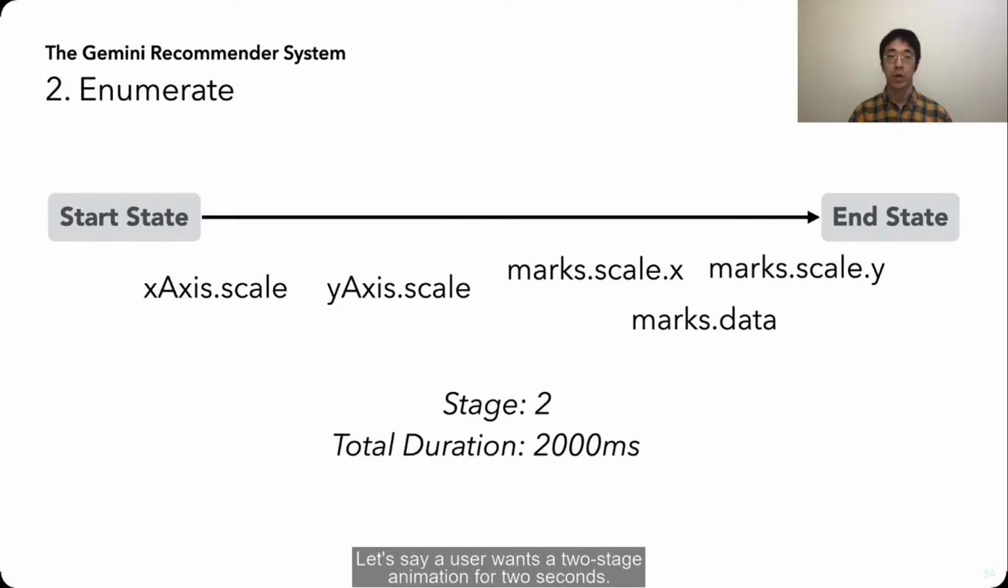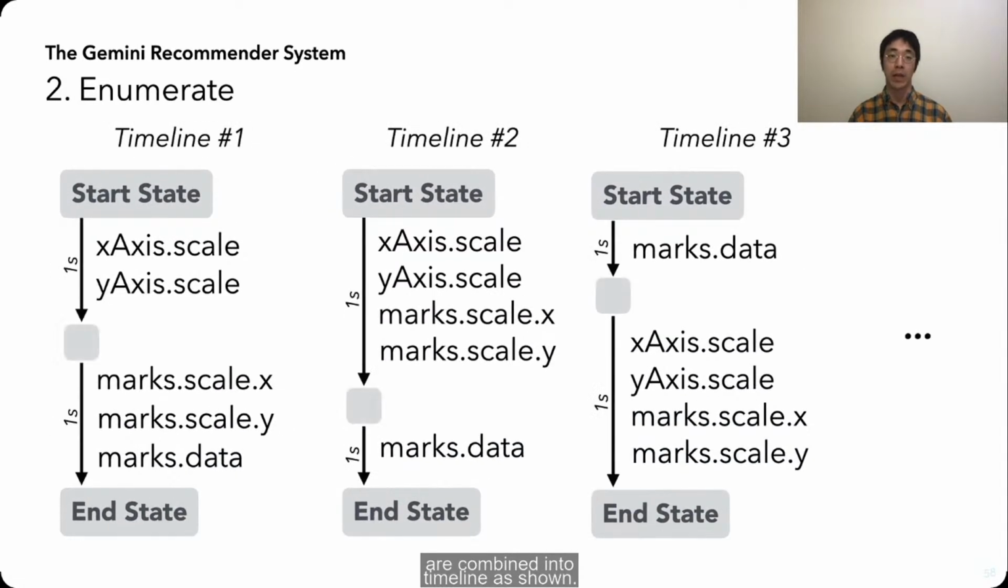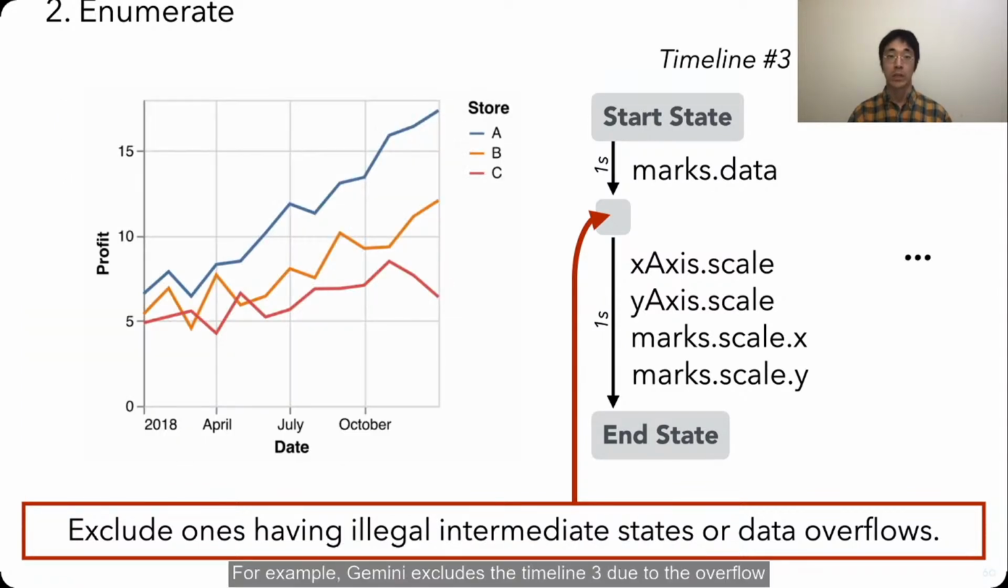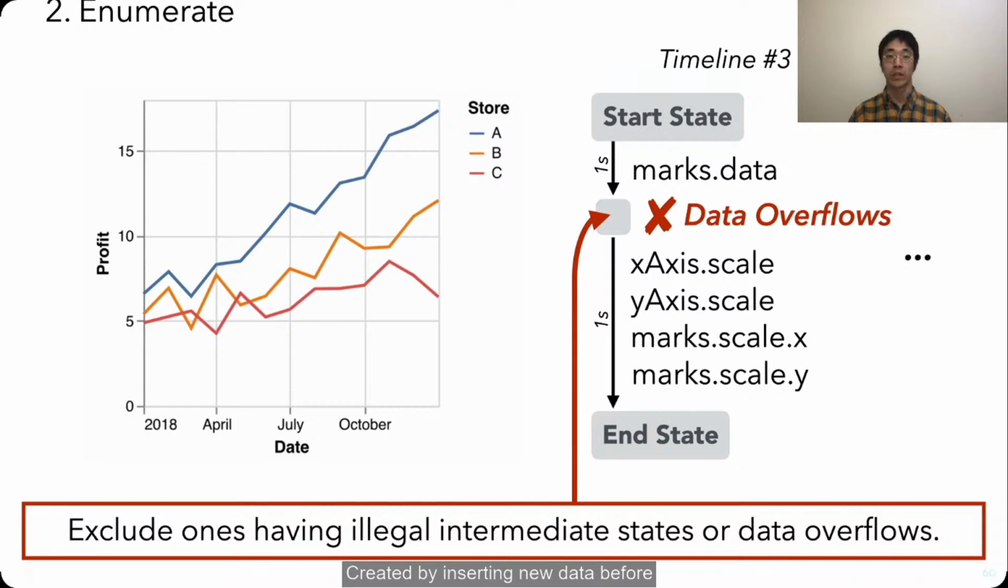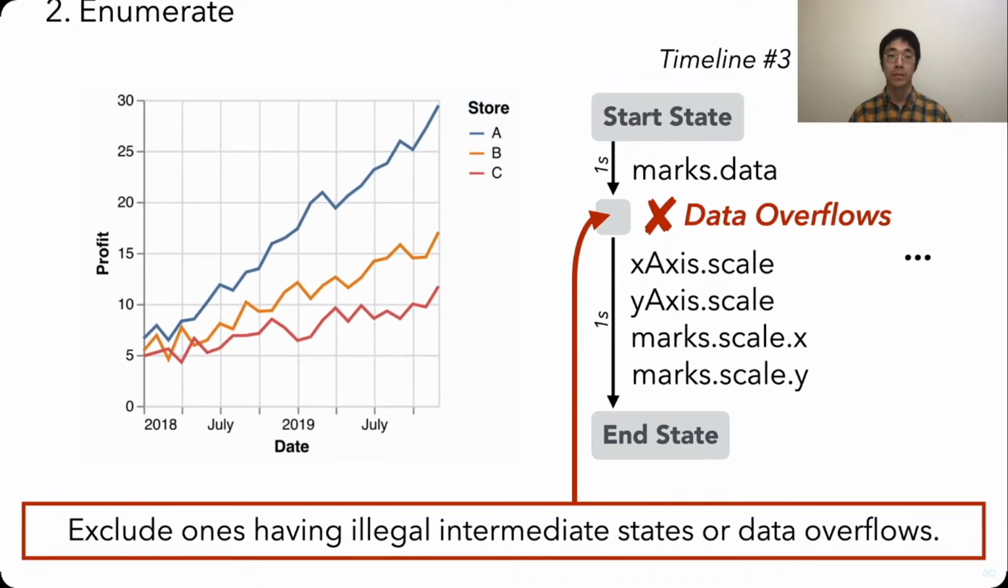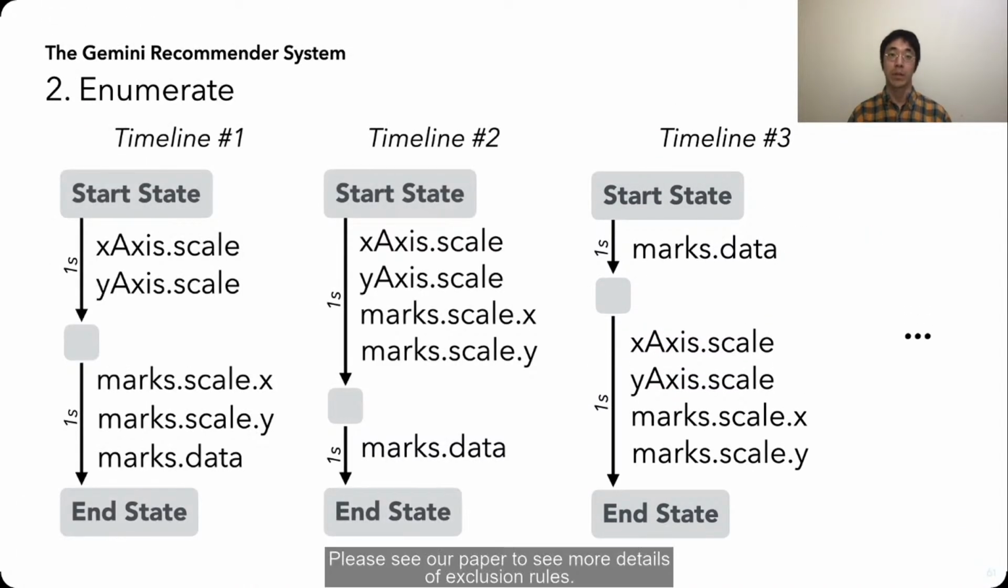Let's say a user wants a 2-stage animation for 2 seconds. The 5 changes are combined into timelines as shown. Then, Gemini excludes a timeline having illegal intermediate states or data overflows. For example, Gemini excludes the timeline 3 due to the overflow created by inserting new data before scaling the chart. Please see our paper to see more details of exclusion rules.